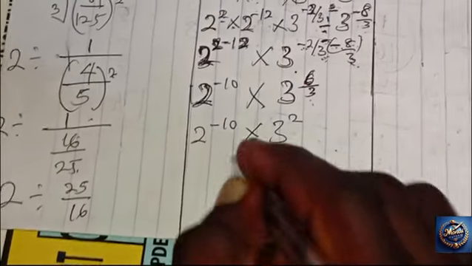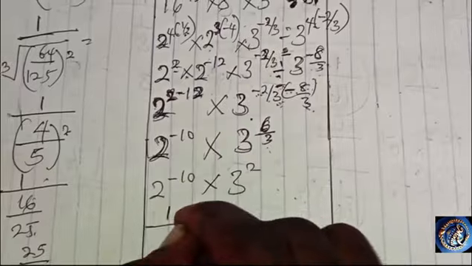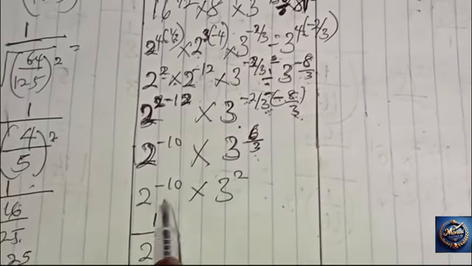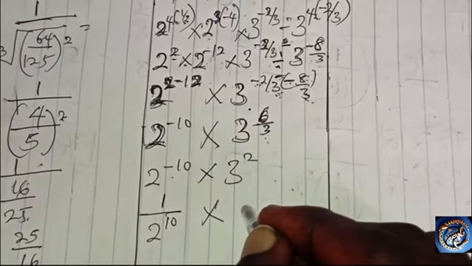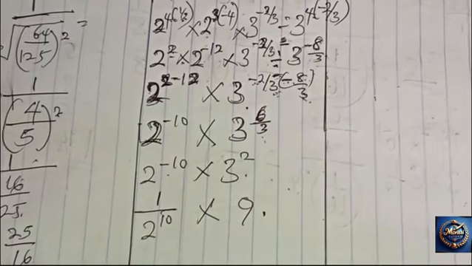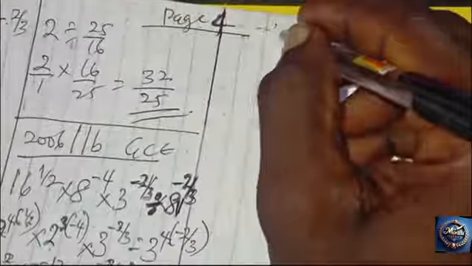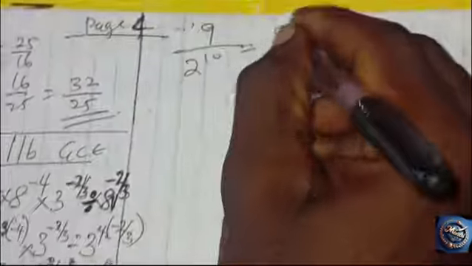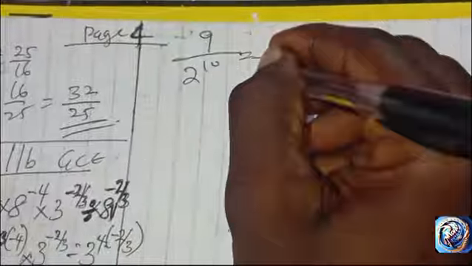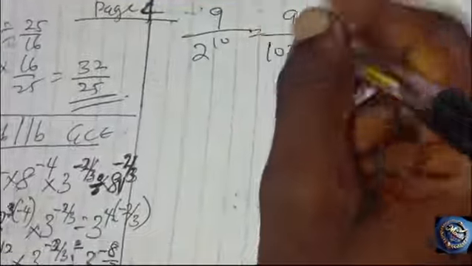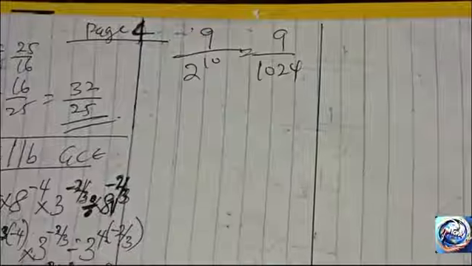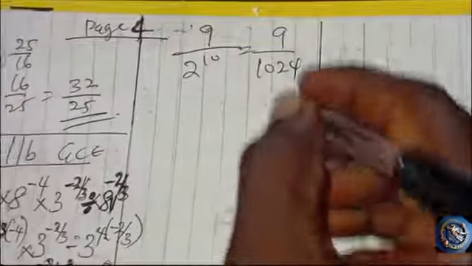So what I have now left is 1 all over 2 raised to power 10. I've changed this to positive, times 9, because 3 raised to power 2 is 9. So 1 times 9, 9 all over 2 raised to power 10. What is 2 raised to power 10? If you say 2 times 2 times 2 times 2 in 10 places, it will give you 1024. That will be your answer.